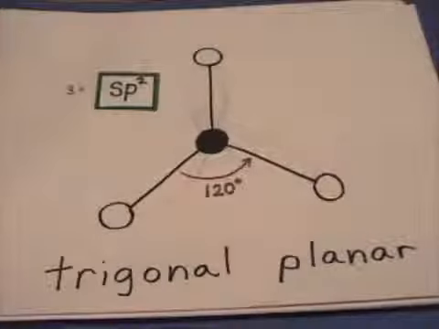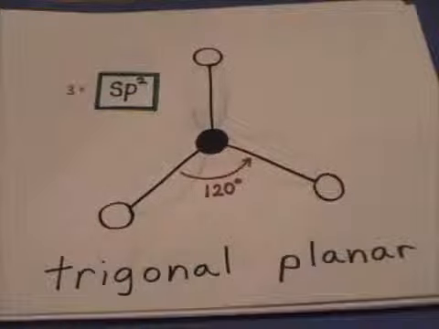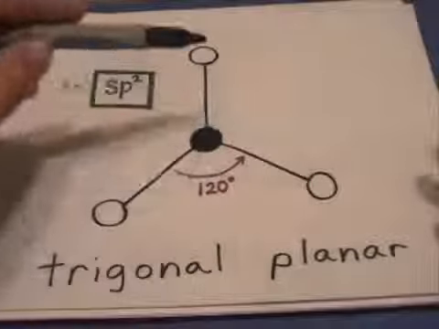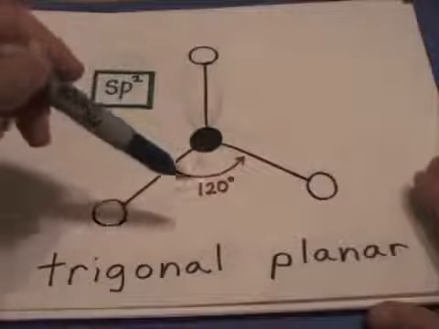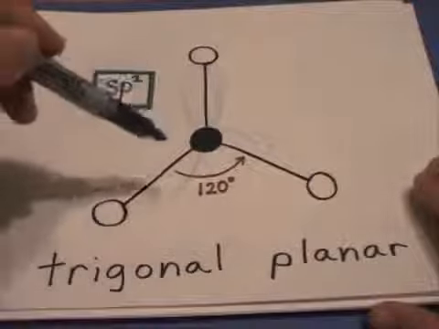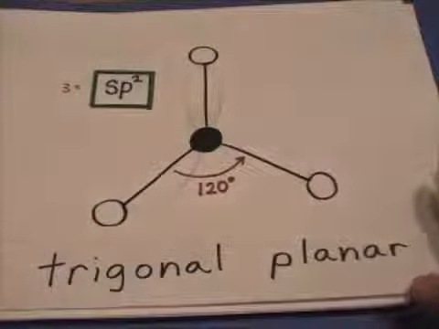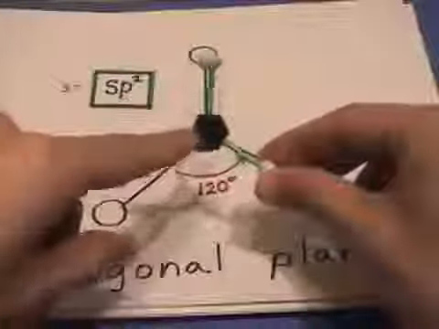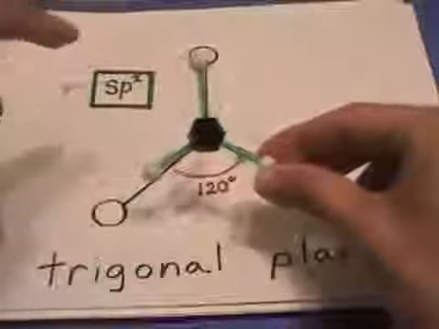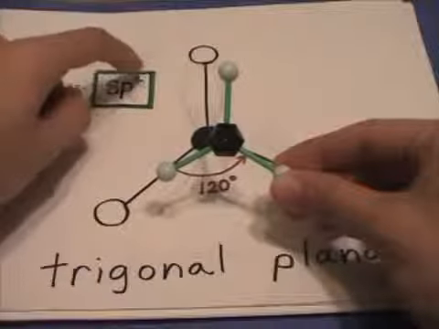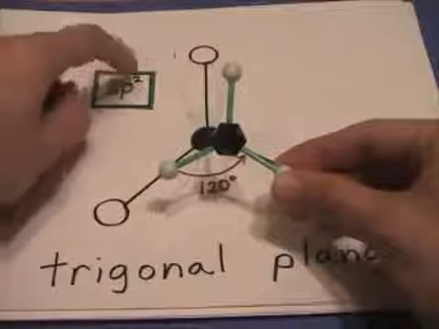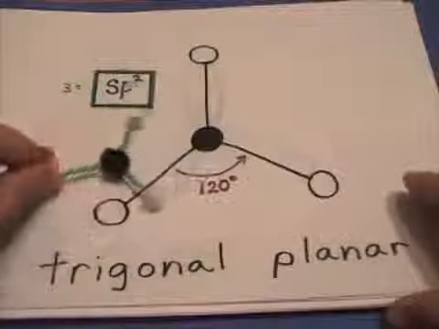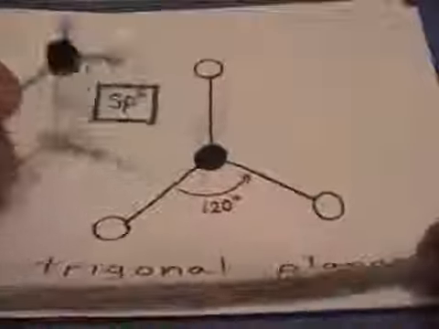So now whenever I talk about electron regions getting as far away as possible, I'm just going to say 3 sigma bonds getting as far away as possible will form 120-degree bond angles, and the hybridization is sp2. There are 1, 2, 3 regions, so s is 1, and there's 2 p's. There's 3 total. sp2 hybridized, 120-degree bond angle, trigonal planar. It's all on the same plane.